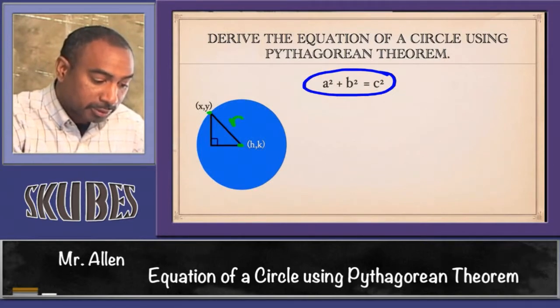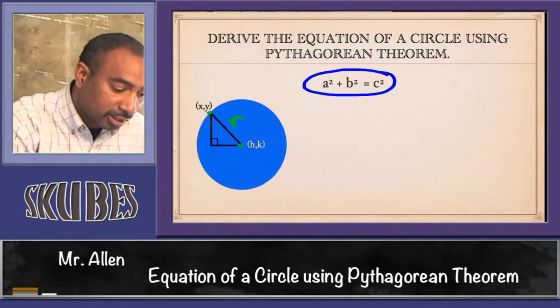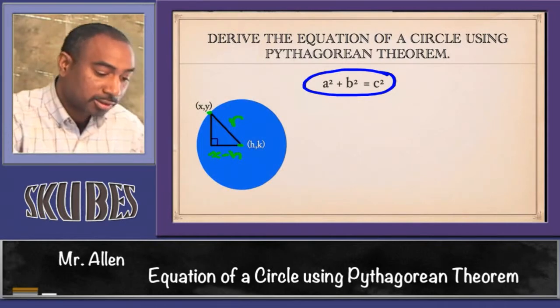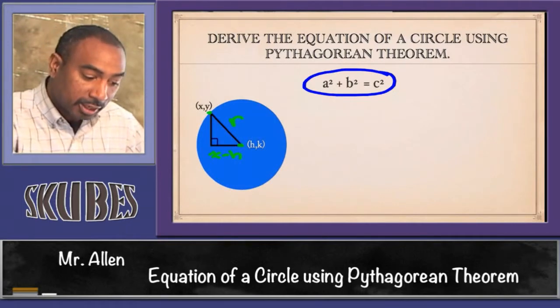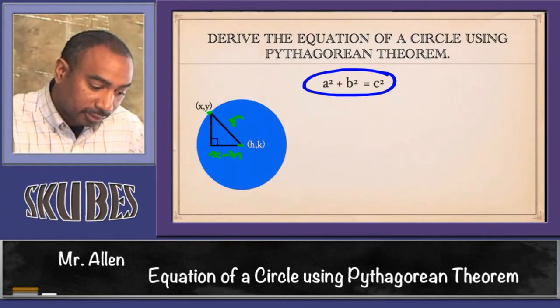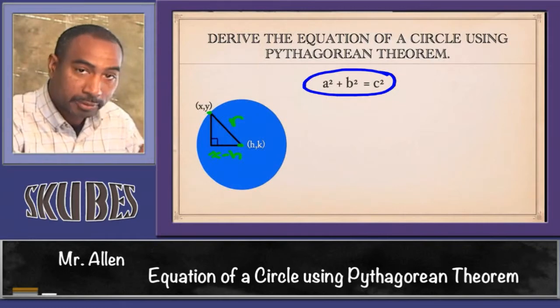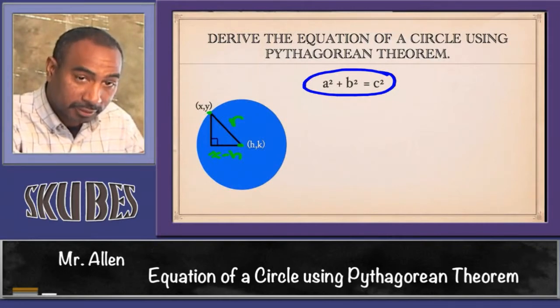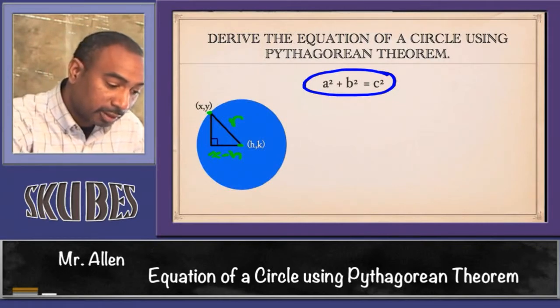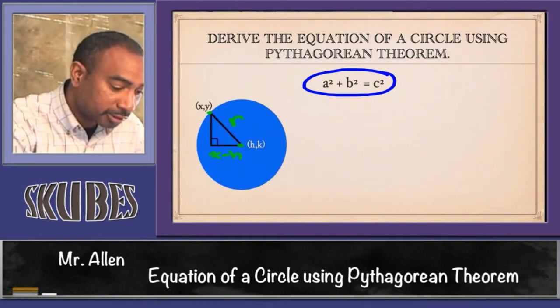This segment here represents the distance that the X value has from X to H, where H is the X component for the center there. So that's the distance between the X values. And likewise, K represents the Y component of the center. And Y goes vertically up and down, so this is going to be Y minus K.